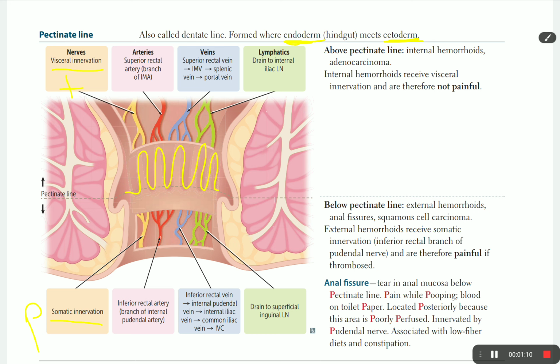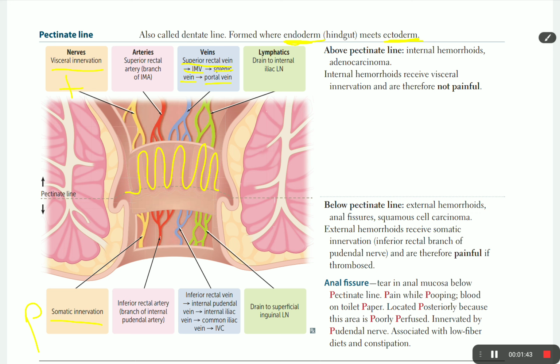The veins, which are the most important one: the veins from the area above the pectinate line drain into the portal vein. It's from the inferior mesenteric vein. So the course of the vein draining the area above the pectinate line is the superior rectal vein to the inferior mesenteric vein to the splanchnic vein, as we said, in the portal systemic circulation.